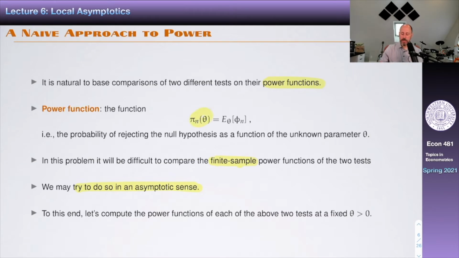Okay? If we knew pi n theta, then we wouldn't need any asymptotic approximation. We'll just use pi n theta. We don't, we need to rely on some sort of approximation. So that's what we're going to do next. We're going to try to approximate this pi n theta, again, in some asymptotic sense. And we're going to start with something that I'm calling here a naive approach, which already tells you that probably is not going to work. Okay?